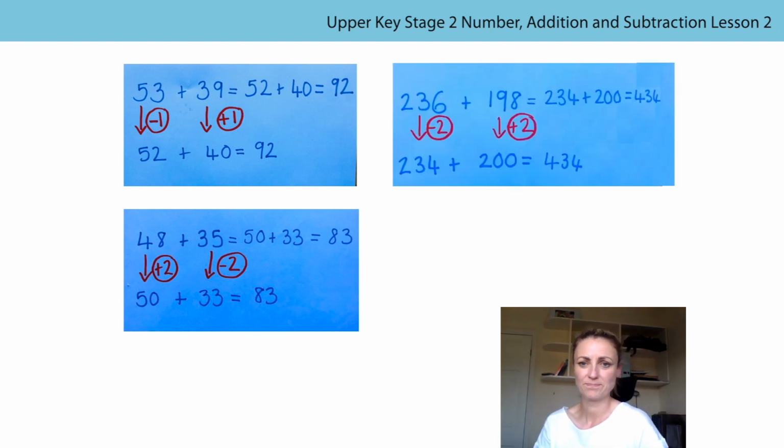My final calculation, it was a 3-digit number, but I bet that was no harder for you. 236 add 198. So my 198 was the addend that I wanted to increase to 200. That was adding 2, so I needed to subtract 2 from my other addend, from 236. So that gave me a redistributed calculation of 234 add 200, which was much easier to add together. So that gives me a sum of 434. And then again at the top, I have recorded my equivalent calculations. 236 add 198 is equal to 234 add 200, which is equal to 434.